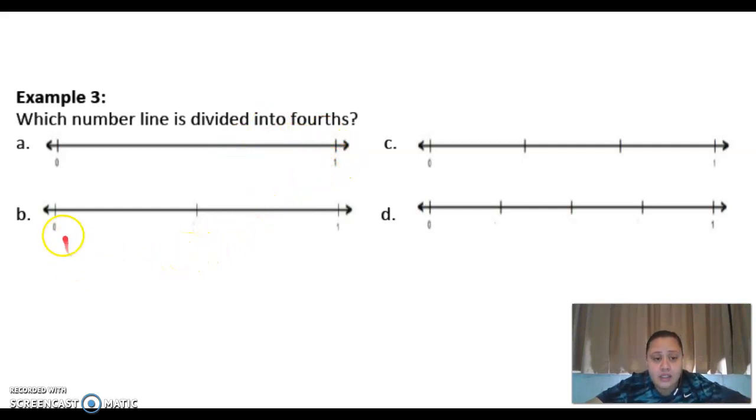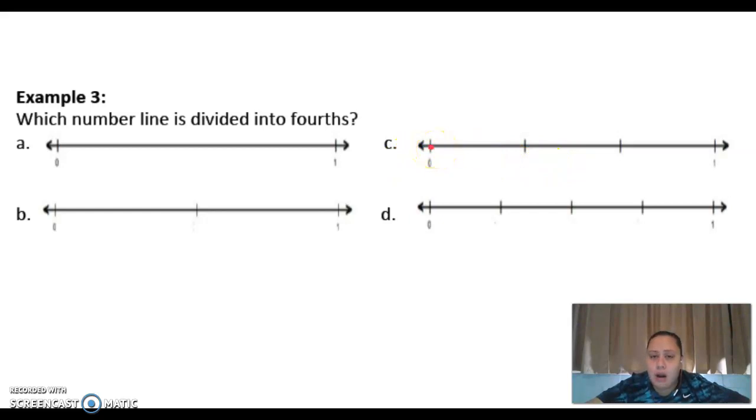B has been cut into how many parts? Can't hear you. It's been cut into 2, or what's the word? Halves. We've cut this one. That is not what they're asking for. C, do we have 4 parts here? 1, 2, 3, 4. And that's how we get it wrong. Do not count from the 0. C is not correct. You count your jumps.